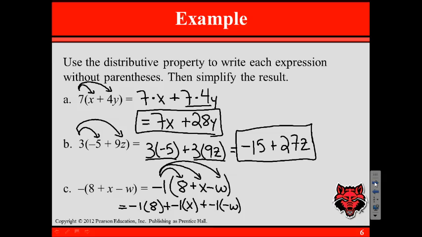Multiplying each set of factors, we start with negative 1 times 8, which equals negative 8. Negative 1 times x is negative x. So instead of writing plus negative x, plus a negative is the same thing as minus, so minus x. Negative 1 times negative w is a positive w, so we'll write plus w.